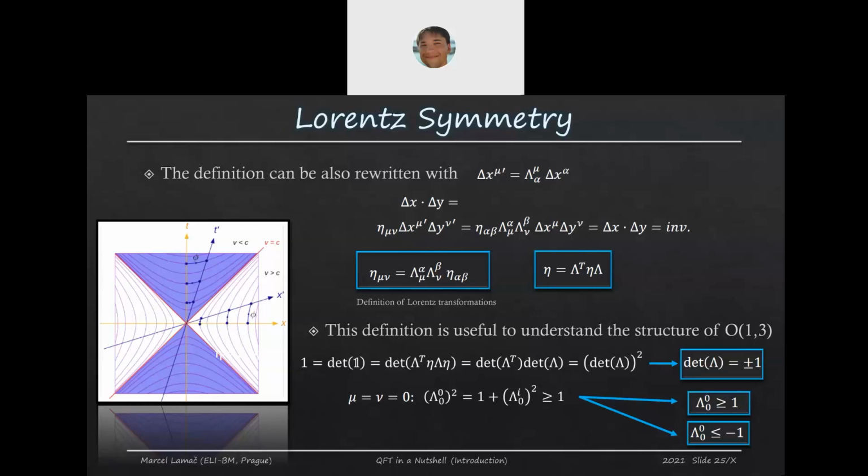Well, you will see momentarily. Then I can consider a specific case of the definition of Lorentz transformations. If we plug in mu and nu equal to 0, then the first box becomes basically, if we plug it in, the Minkowski tensor at 0, 0 is 1.